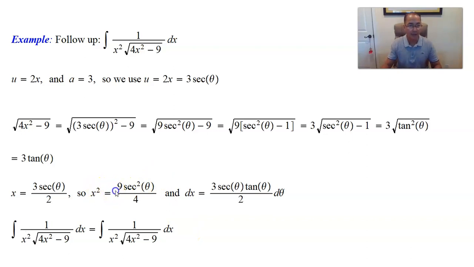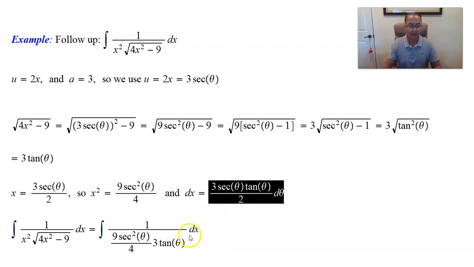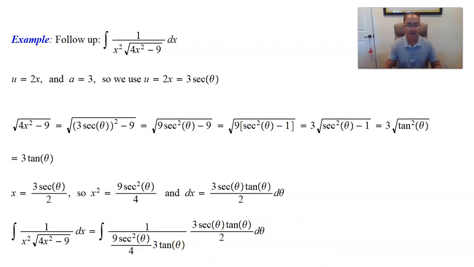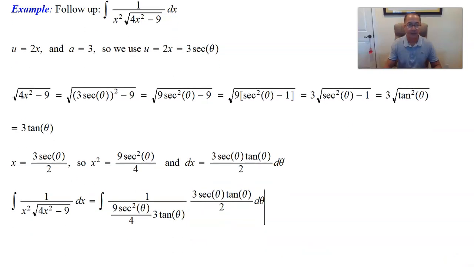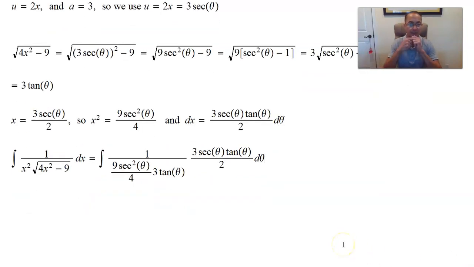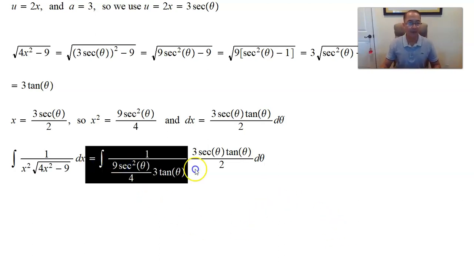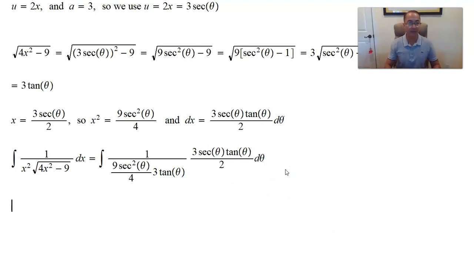X squared, replace. Square root of 4x squared minus 9 is 3 tangent theta. Replace. Dx. This guy over here. Okay, so be very, very careful as we simplify. Okay, deep breath, deep breath. So let's make a copy of that.